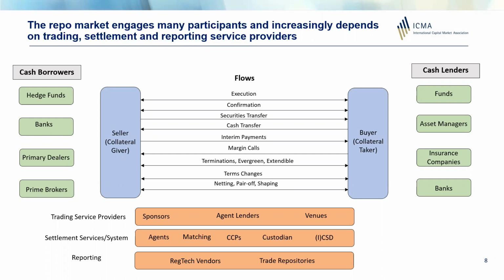The flows between the counterparties and the service providers include execution details, confirmation, securities transfer, cash transfers, interim payments, margin calls, terminations, term changes of contracts, netting, pair-off, and shaping.